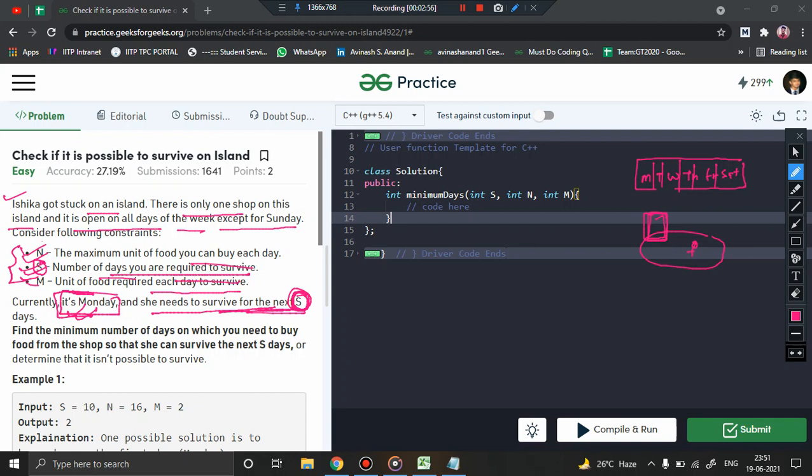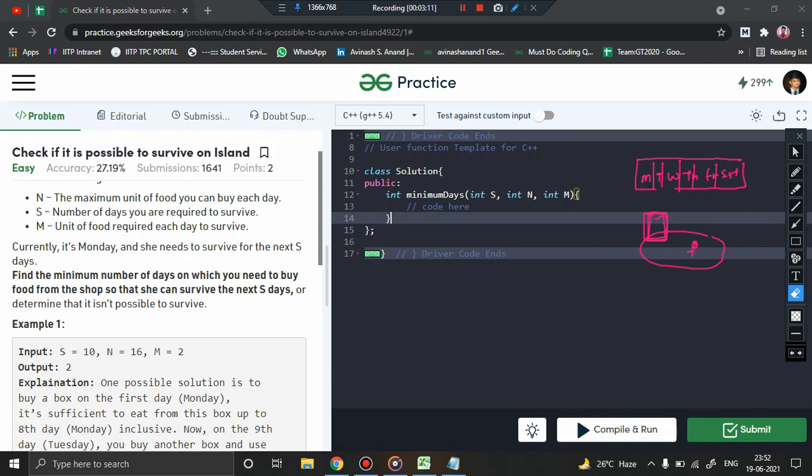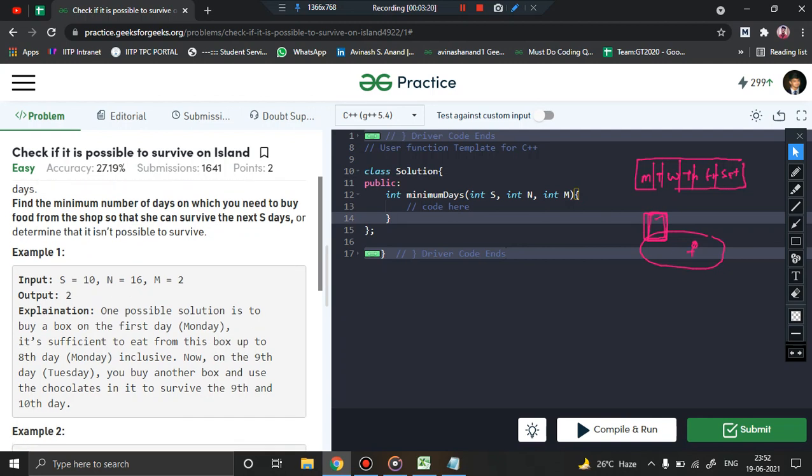So find the minimum number of days on which you need to buy food from the shop so that she can survive the next s days, or determine if it is not possible to survive. Okay, so if it is not possible to survive, directly return -1. If it is possible to survive, then determine how many days she actually has to visit the shop. Okay, so how many days you need to buy the food from the shop.